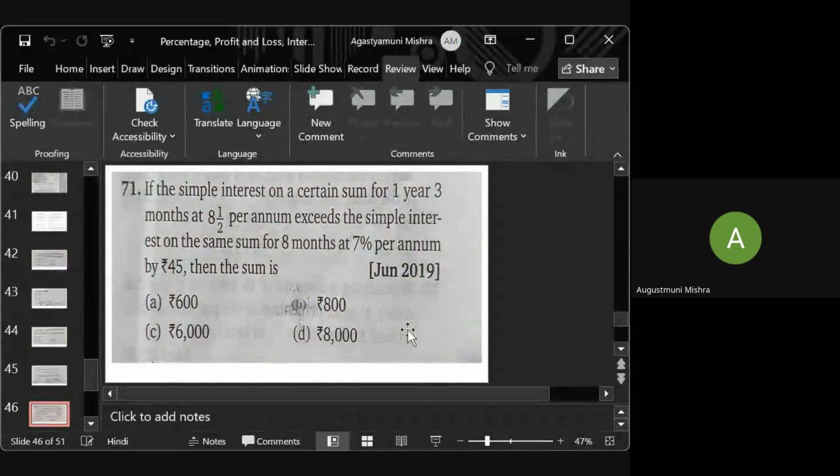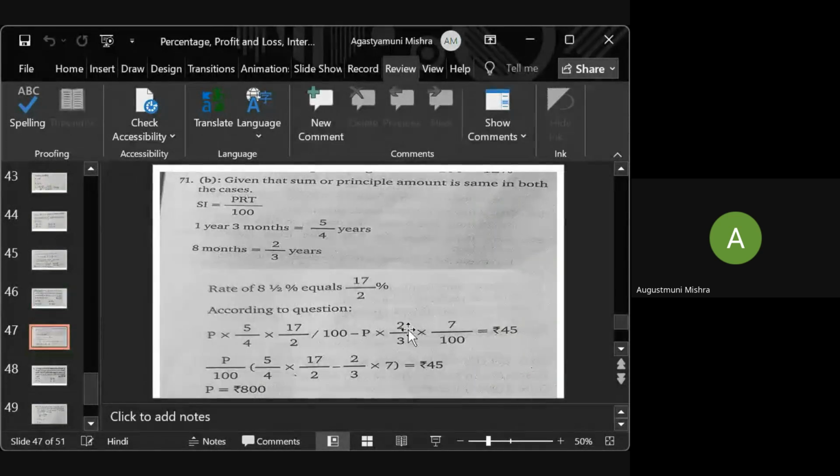The correct answer is B. Two responses we have, that is B. So B is the correct answer. You can go through the solution. I think that is also very easy. If you have any doubt, then you can ask.